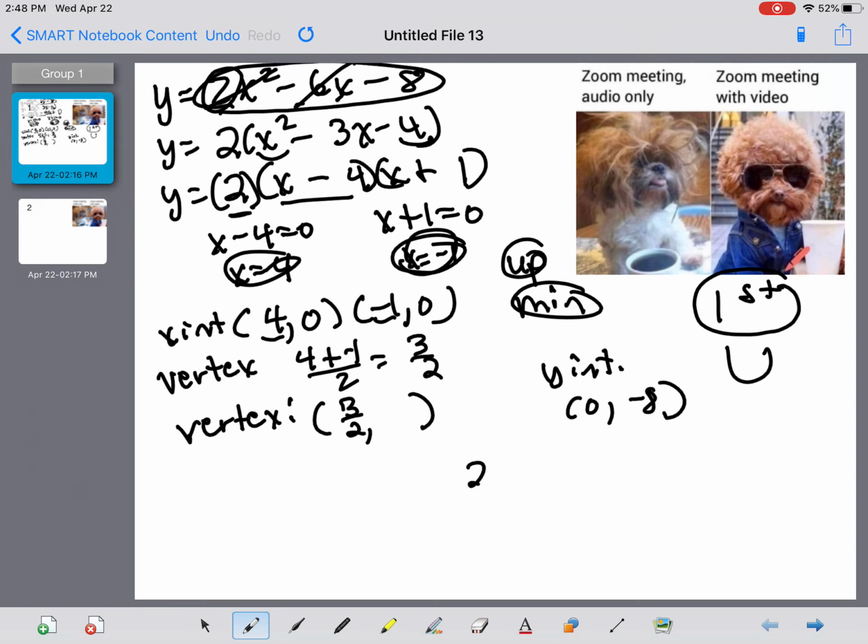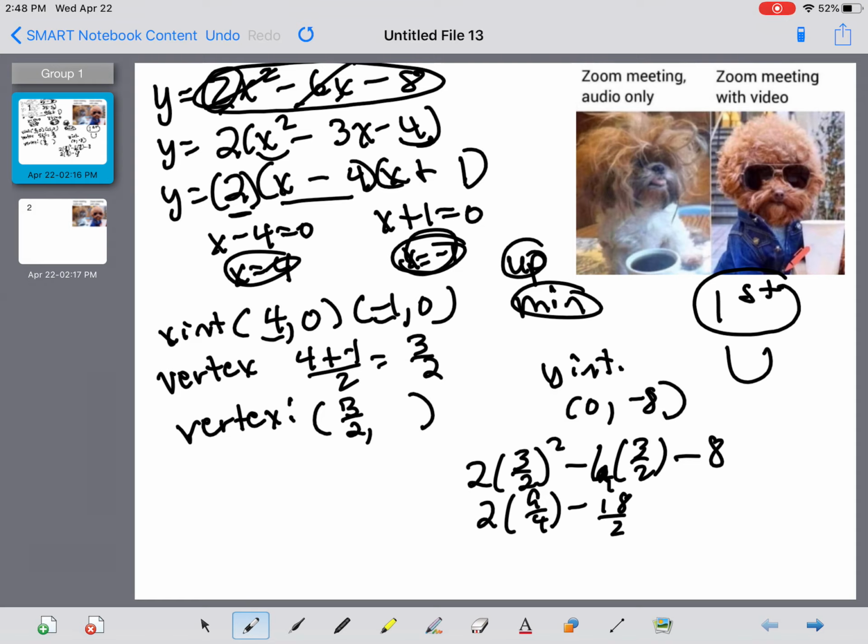So I'm going to go 2 times 3/2 squared minus 6 times 3/2 minus 8, which you could do on your calculator or by hand. 2 times 9/4. This is 6 over 1, so that gives me 18/2. Or you could reduce as you go. That might be a little easier.